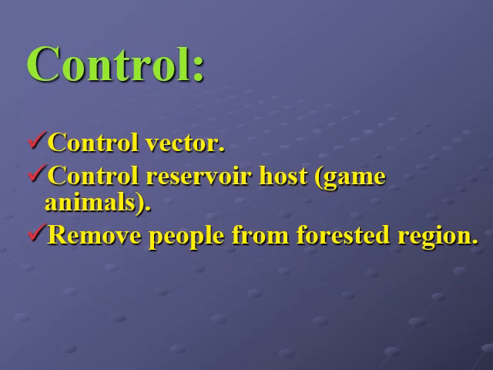Control measures: as we said, it is transmitted by a vector, so the first control measure is vector control, and control of reservoir host game animals. Remove people from the forested region, or remove them away from the vector bite.